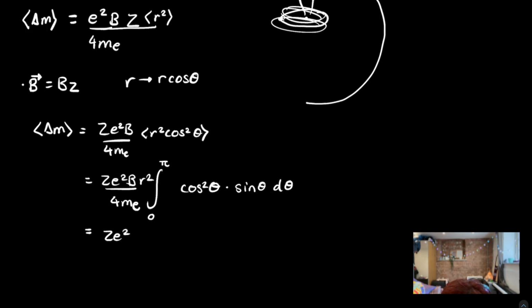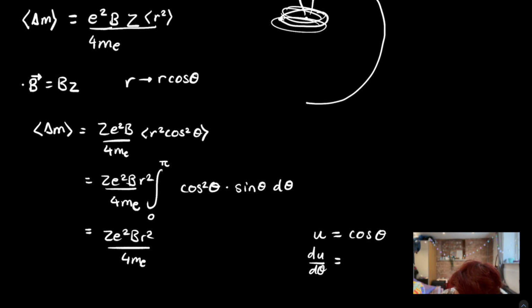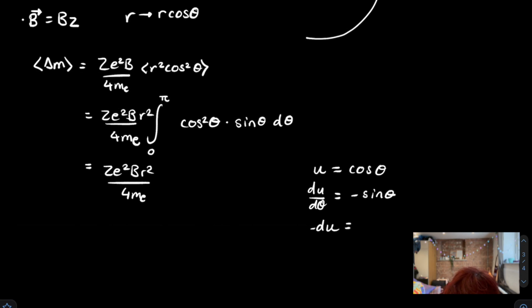So we're going to get Ze squared Br squared divided by 4me. And how are we going to tackle this? If we do our usual u substitution, we let u equals cos theta. Then if we take a derivative, du by d theta, we get that this is equal to minus sine theta. And so rearranging this, we get that minus du is equal to sine theta times d theta right there.